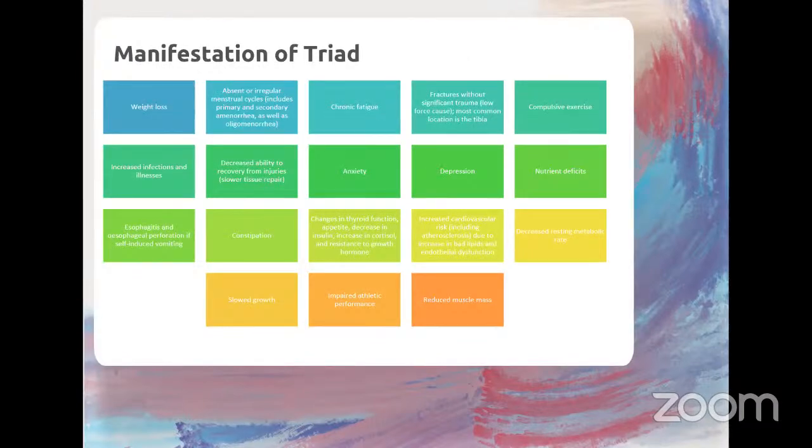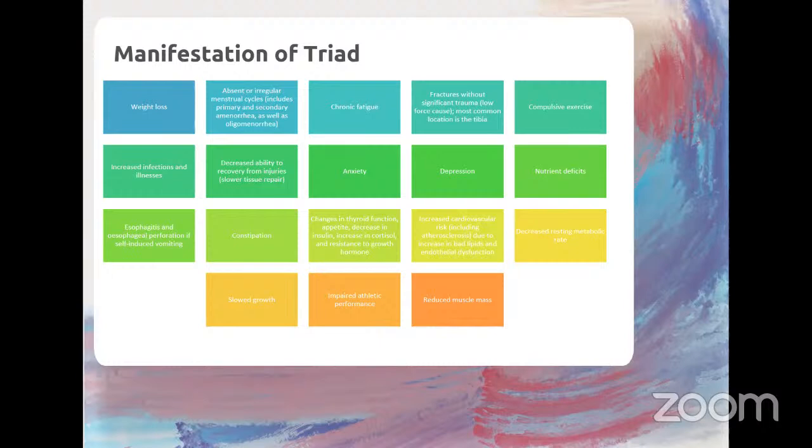Next is the manifestation of the triad. What exactly happens when you are suffering from it? Like I spoke before, there is weight loss and an absent or irregular menstrual cycle. It doesn't have to be just absent, but you may be getting an irregular menstrual cycle. Then chronic fatigue, fracture, and compulsive exercise. Compulsive exercise means the athlete or the child feels restless if they are not exercising, and they have to exercise continuously. Even if they are told that they need rest and need to recover, they are not going to do that. They will keep exercising.